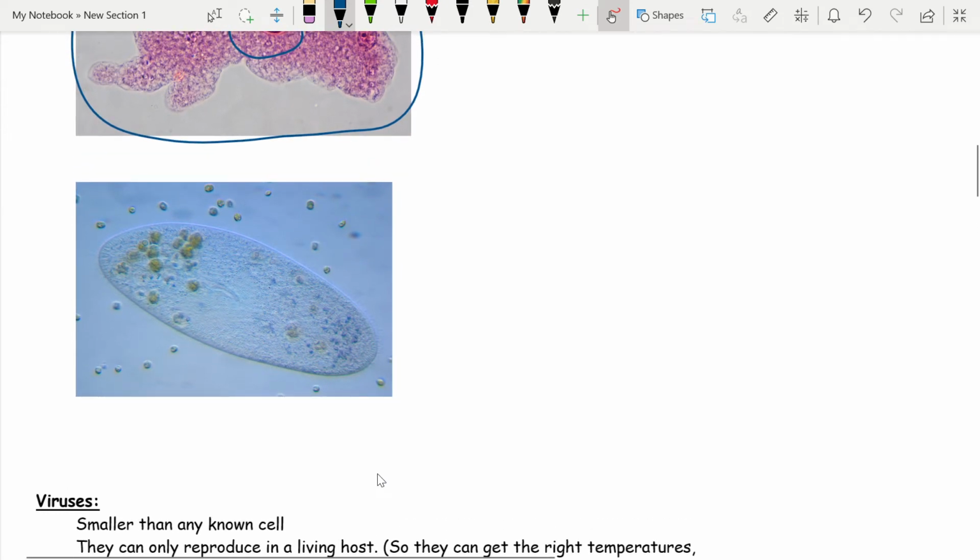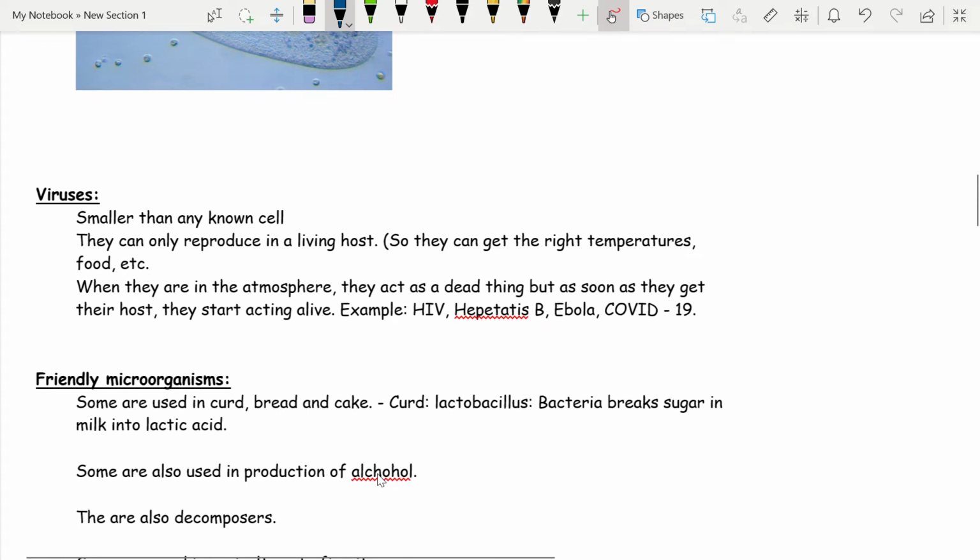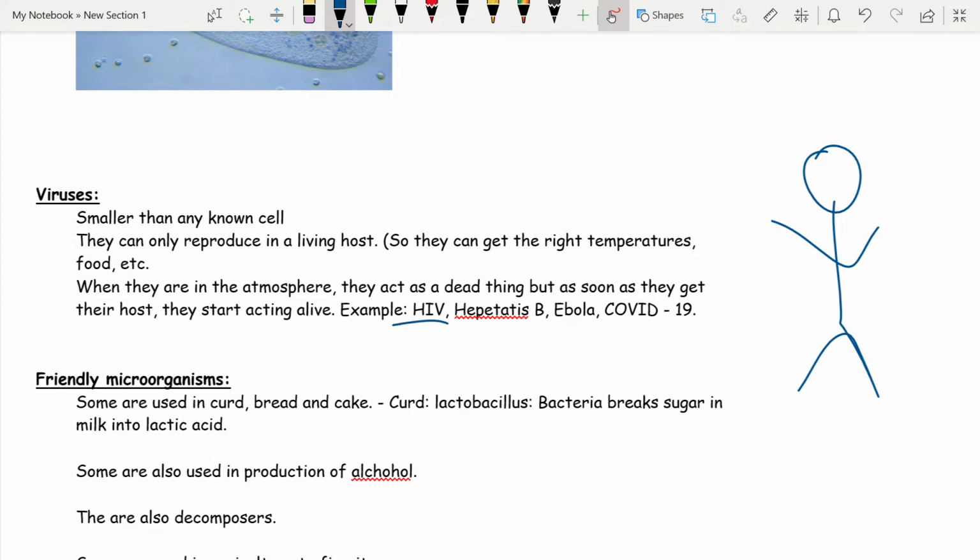They're also unicellular. Now, viruses. What are these viruses? You have been hearing so much about viruses these days. They're smaller than any known cell, meaning any known cell in our body or in other animals. They can only reproduce in a living host. Living host meaning if you're the person, the virus wants to come inside you so that they can reproduce and have their colonies. So they get the right temperatures, the food, and then they reproduce. When they're in the atmosphere, they act as a dead thing. But as soon as they get in their host, meaning us, they start acting alive. Examples can be HIV, which is a common virus, Hepatitis B, Ebola virus, and COVID-19, which is the most famous right now. It is all over the community.